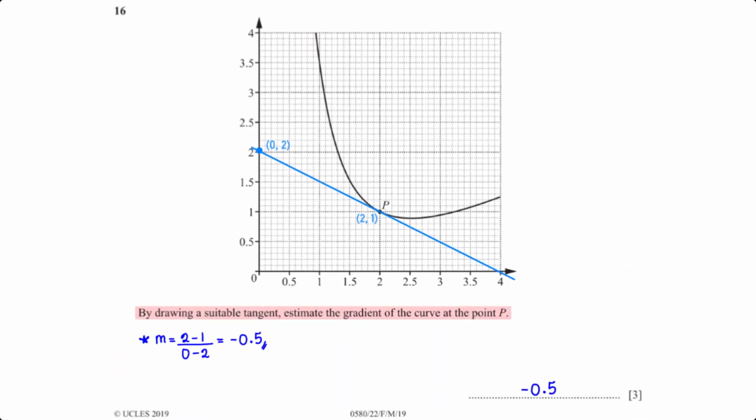By drawing a suitable tangent, estimate the gradient of the curve at the point P. On the grid, we've drawn the tangent to the curve at point P. So now to estimate the gradient, we pick 2 points on the tangent and apply the gradient formula. This gives us 2 minus 1 divided by 0 minus 2, which is equal to negative 0.5.